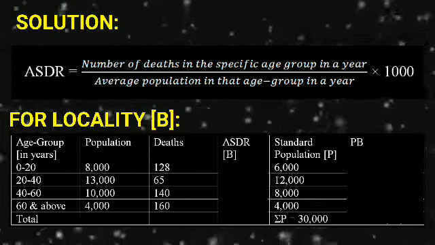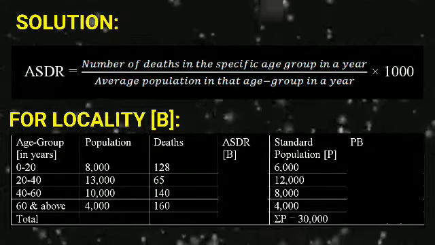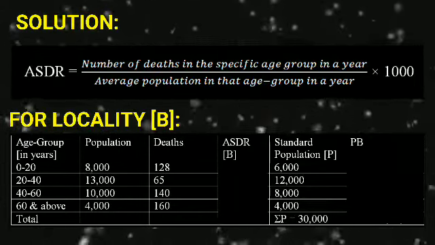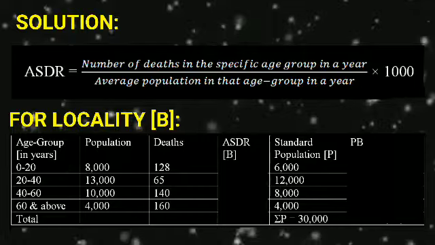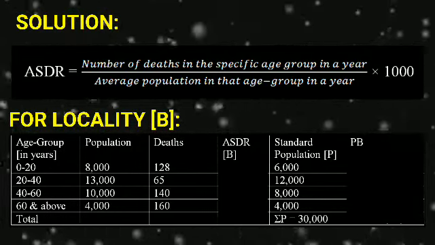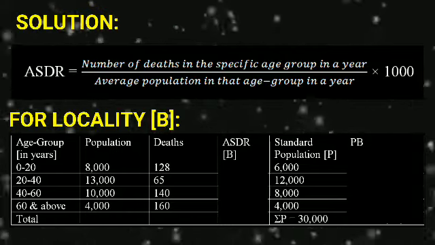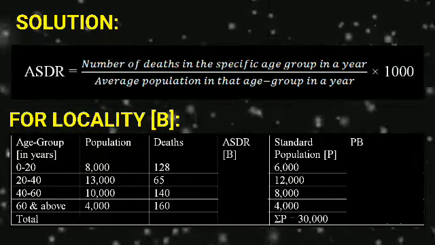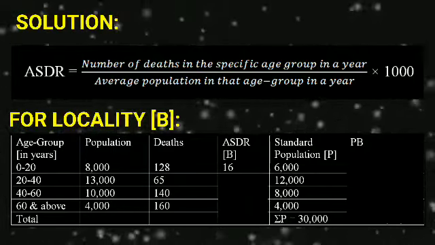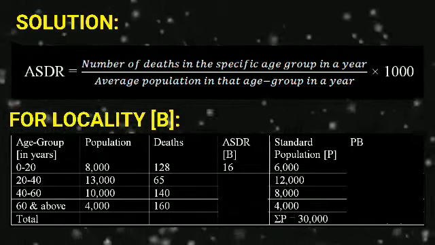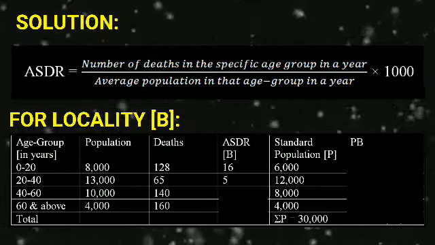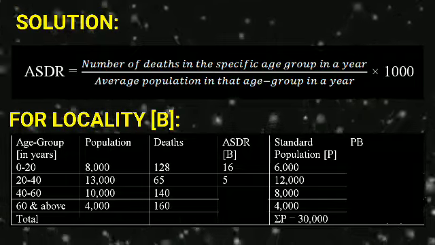After that, compute the ASTR values for locality B. ASTR is calculated based on the formula: deaths divided by the average population for that particular age group, multiplied by 1000. That is 128 divided by 8,000 multiplied by 1000, which is equal to 16. Second value, 65 divided by 13,000 multiplied by 1000, which is equal to 5. Similarly, compute the other ASTR values.